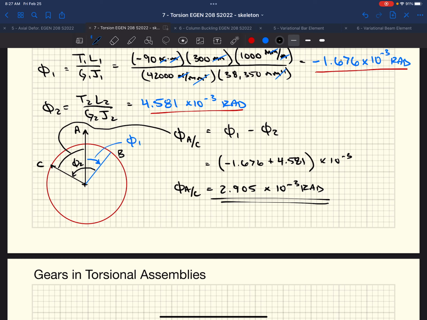A relative to C. Why is it plus the 4.581? You're subtracting. Well, because they're acting in opposite directions, right? So this distance here is going to be the difference between phi 1 and phi 2. And so in order to do that, we end up subtracting the two from each other, right? Is it A relative to C or C relative to A? It's about the same, right? If you fixed one, it would be the same thing.